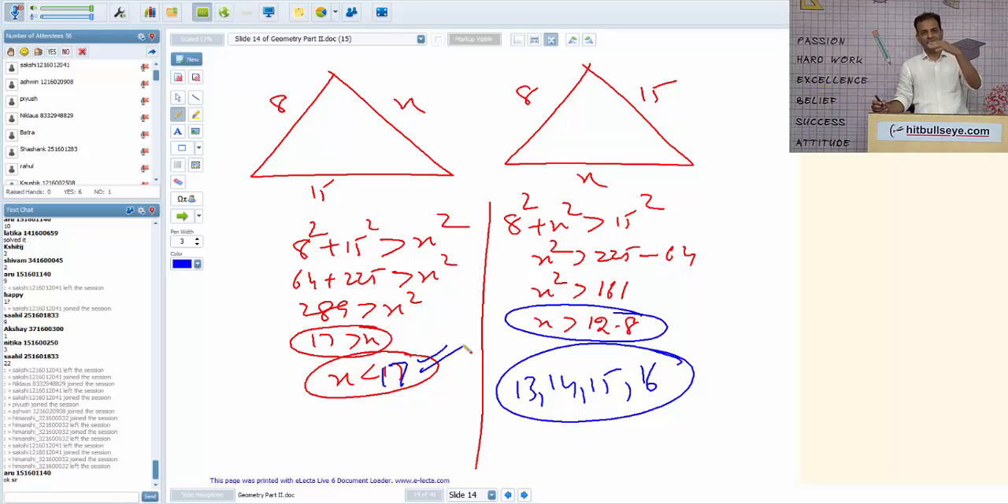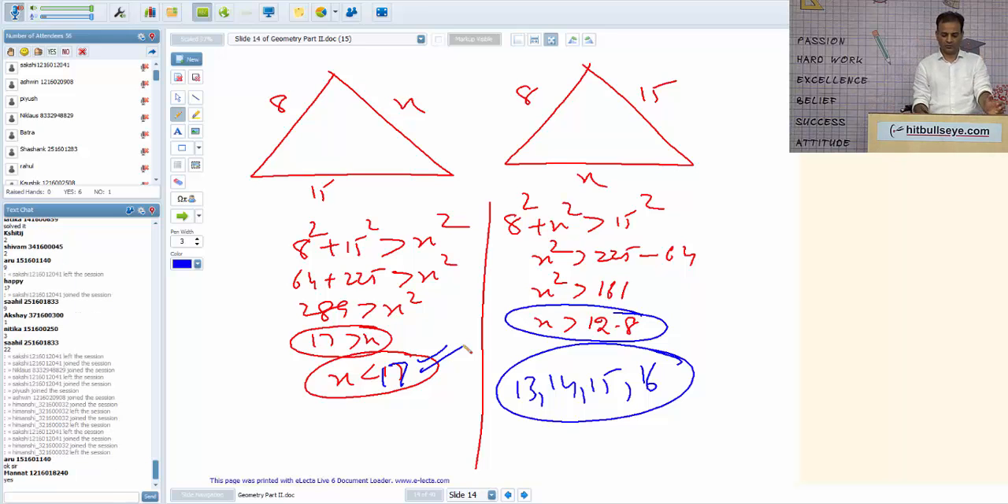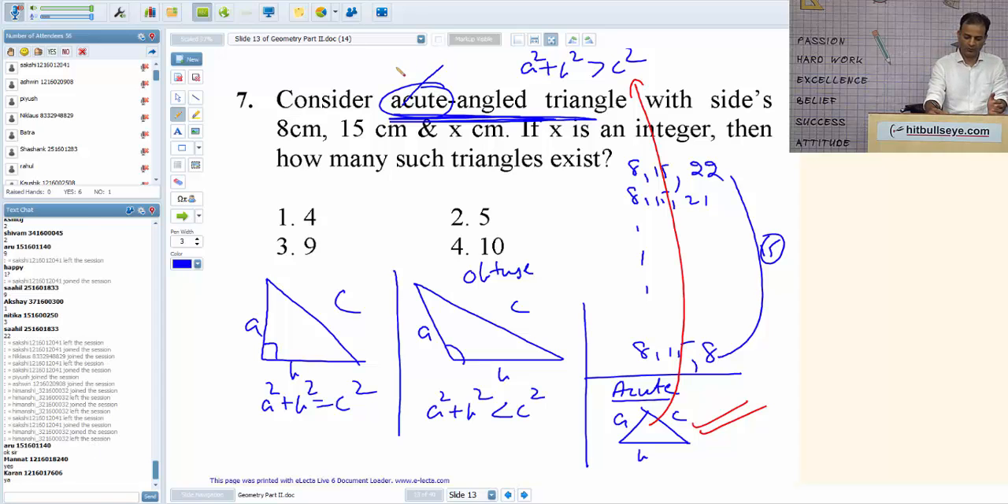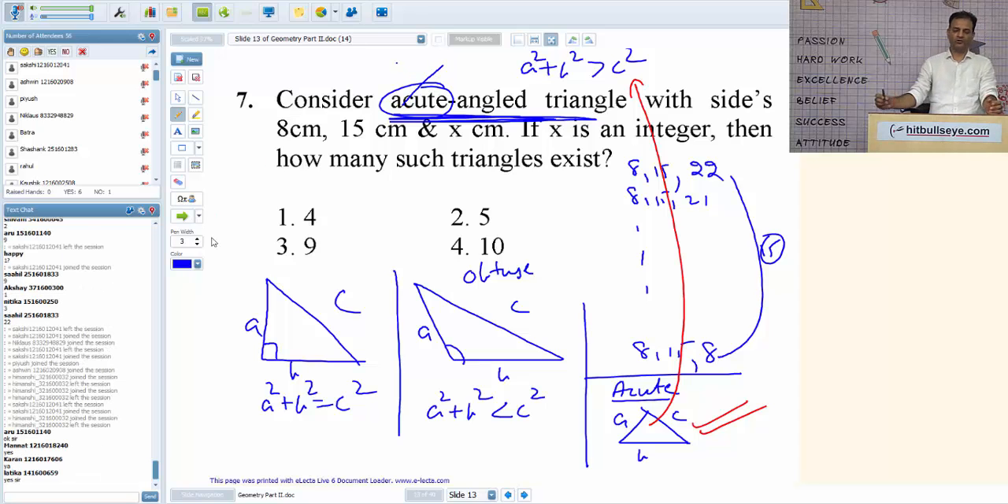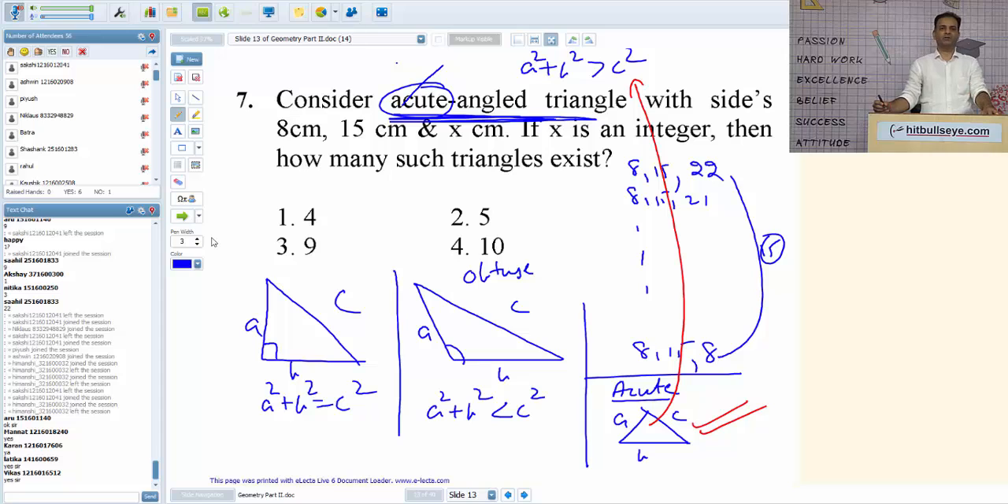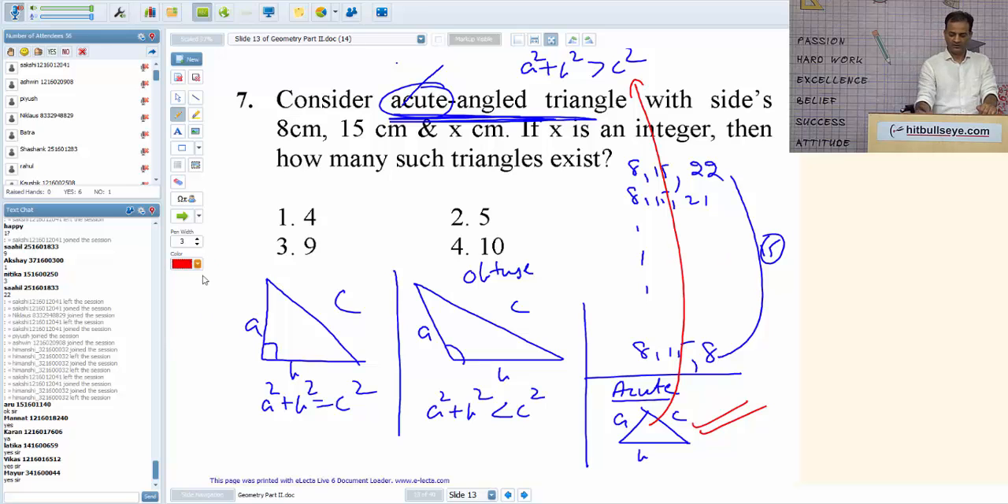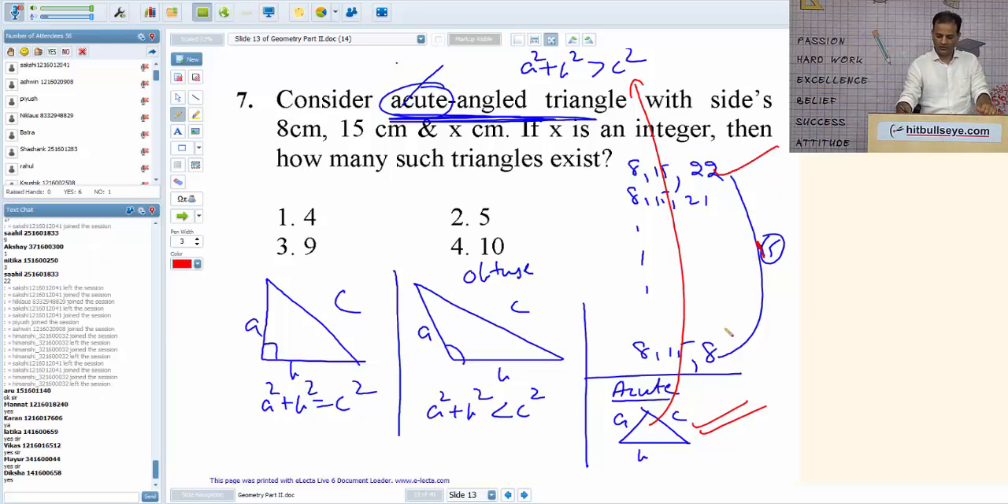So in the CAT bulletin the answer was 10, because the question was about obtuse. Here it was written obtuse. For obtuse, 10 triangles will be there, 1 will be a right angle and 4 will be acute. So a total of 15 triangles will be there.